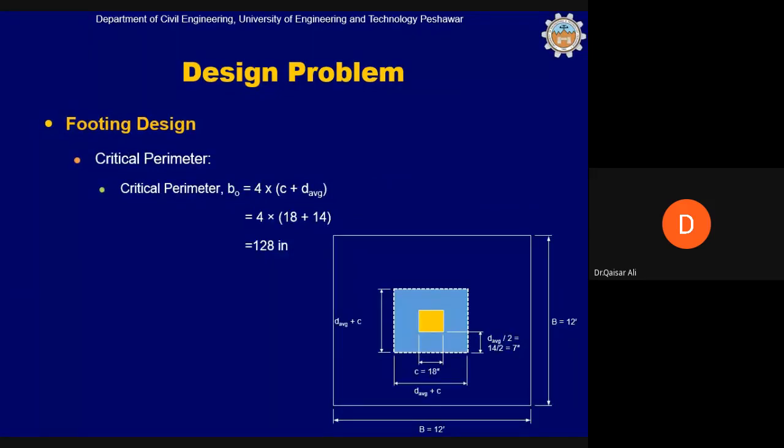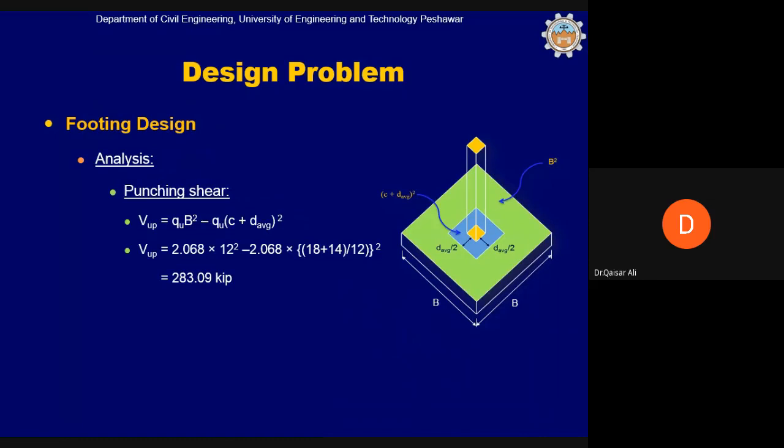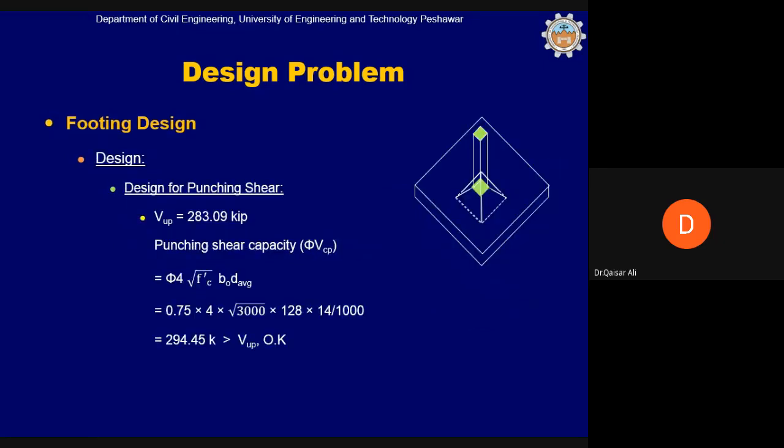You know all these steps now, how to calculate b0 equal to 4 into c plus d. You can calculate this. Then you calculate Vu, qu times B square minus qu into c plus d squared. And then you calculate the punching shear capacity phi Vc, which is more than Vu, so your assumed depth is okay.